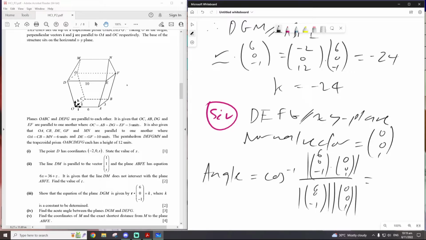Which just turns out to be cosine inverse of 5 over 30 root 37, which is 80.5 degrees, to 1 decimal place.